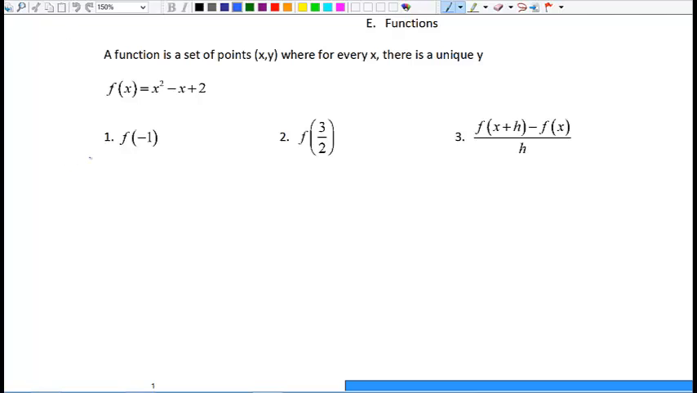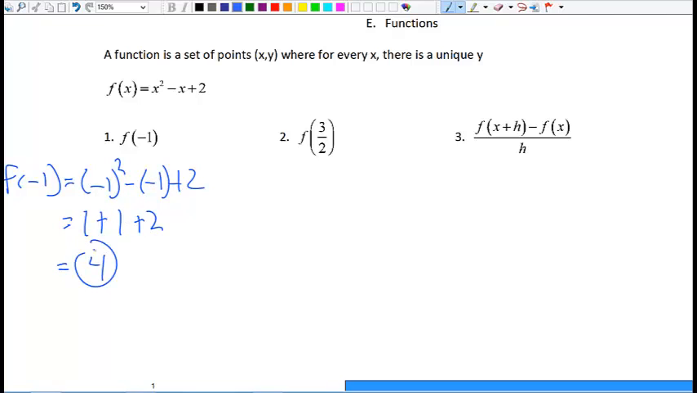So, for example, on this first one, f of negative 1. f of negative 1 simply means replace x with negative 1 and just simplify out the operations. This is a pretty common task you'll do in calculus. So negative 1 squared is positive 1. Negative times a negative 1 is also positive 1, and then plus 2, and that gives us 4.